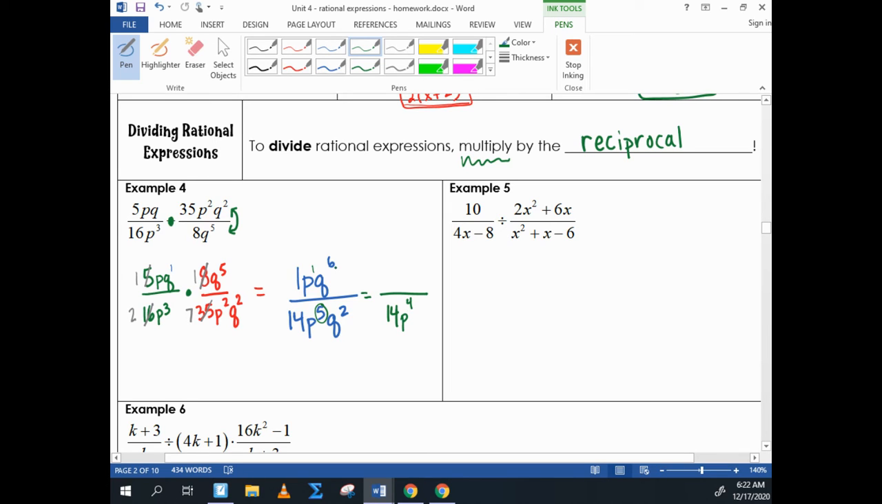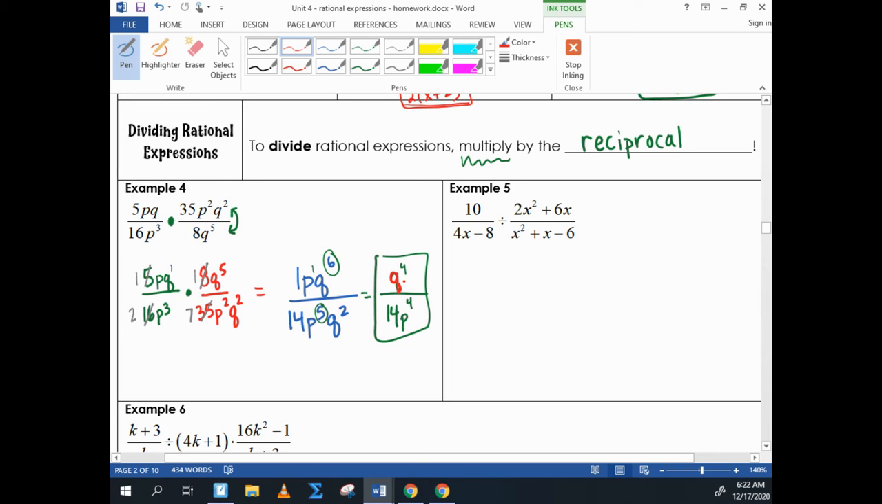Again, when you're dividing, you subtract. 6 subtract 2 is 4. But since the most are up here in the top, that q to the 4th is going to go in the numerator. That's a q, not an 8. Let me see if I can write that better. Q to the 4th.